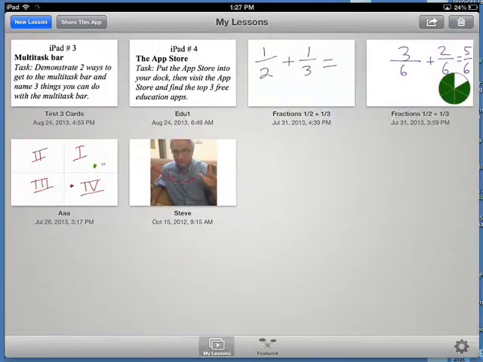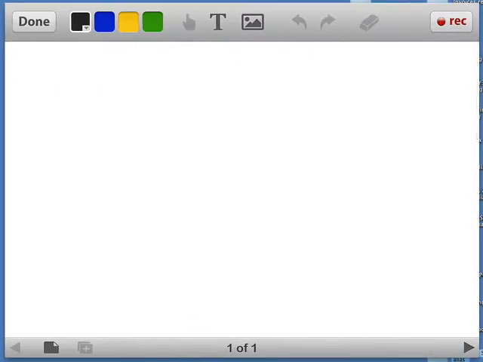Here's EduCreations. I will tell you I've had a love-hate affair with EduCreations, because until I really understood the anomalies about the audio, I was annoyed by this app and hated it. Okay, I'm going to pretend I'm giving a lesson on fractions.